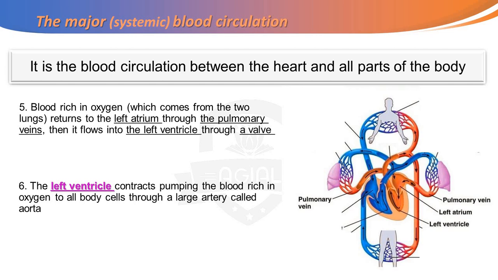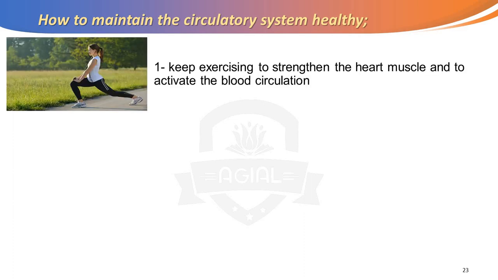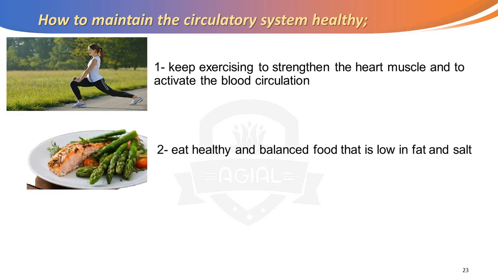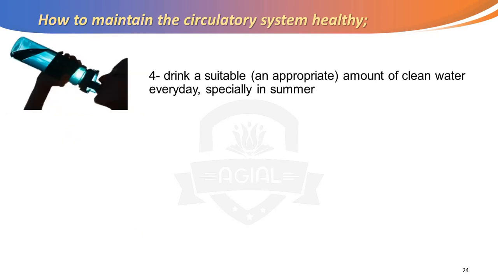So till now we know how we transport the oxygen to all the body parts, and how we get the wastes like carbon dioxide from all the body parts and get rid of them. How can we keep the circulatory system healthy? Firstly, keep exercising to activate the blood circulation, and eat healthy food that is low in fat and salt, and eat more fresh and clean vegetables and fruits. Drink a suitable amount of clean water every day, especially in summer, and don't forget to drink water in winter.